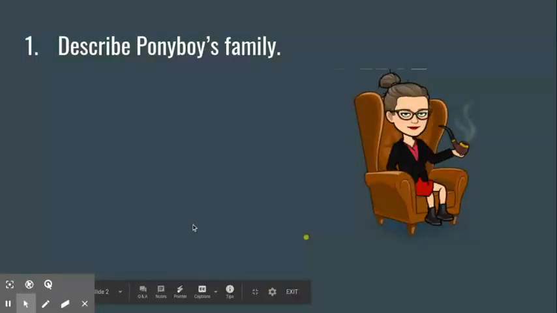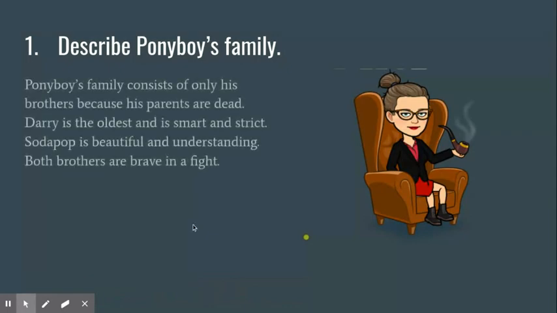So when I formulate my answer, I come up with: Ponyboy's family consists of only his brothers because his parents are dead. Darry is the oldest and is smart and strict. Soda Pop is beautiful and understanding. Both brothers are brave in a fight. And so now on page 89, I want you to fill in the answer for number one.